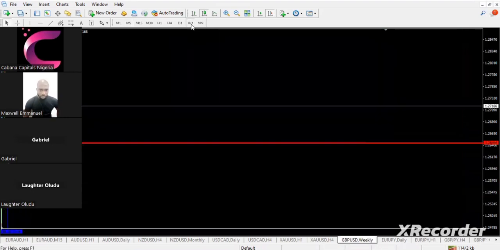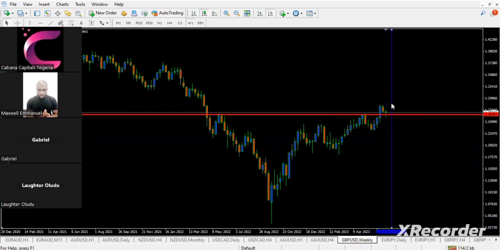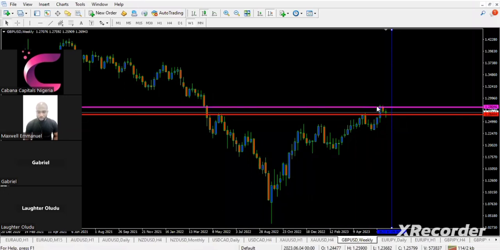Let's start with the weekly. You can see it is obvious. Last week's candle closed as, okay, this looks like a spinning bottom, but the previous week closed as a bearish candle. This is a strong indication that GBP USD is bearish. That's formed the resistance. If you want to buy, this resistance must be broken.